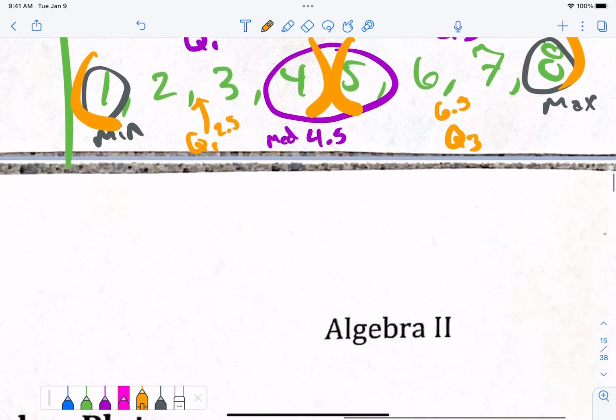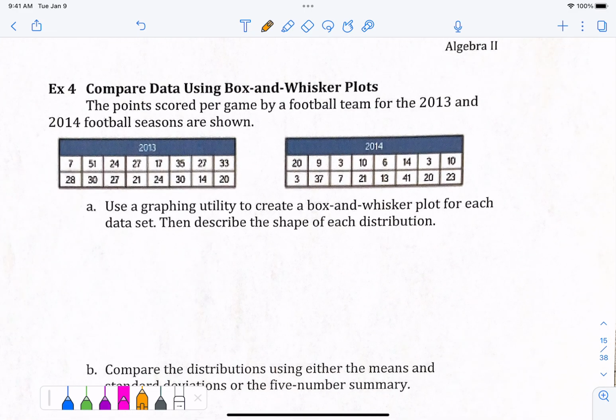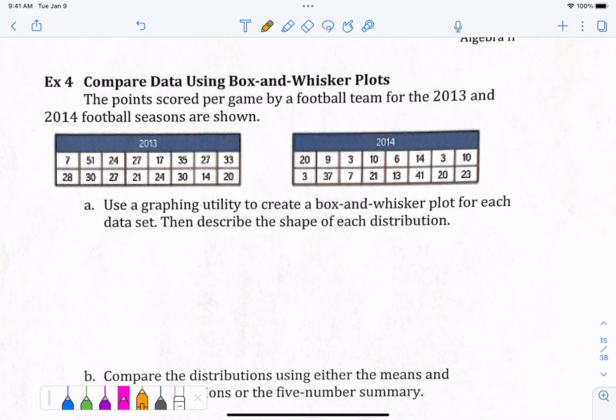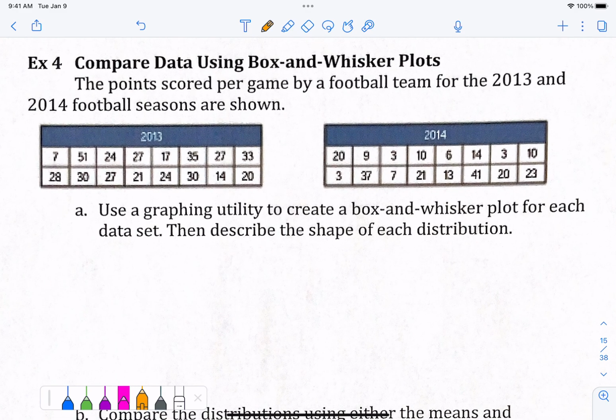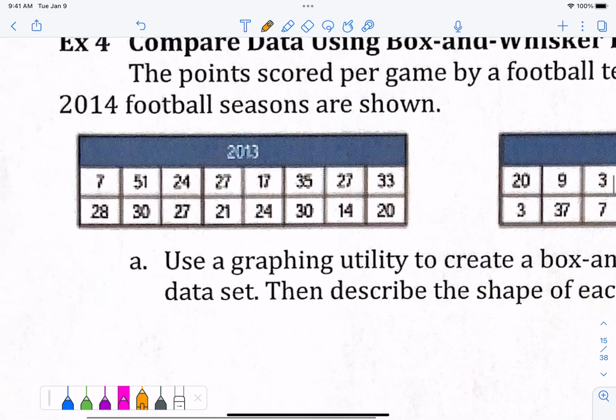We're going to go to example 4, which is the very, very back page. And this is where we're comparing 2 box and whisker plots. This is really beneficial to look at data, okay? What we're doing here is these are football teams. American football teams. Okay. What? They're soccer, right? American football. Okay.